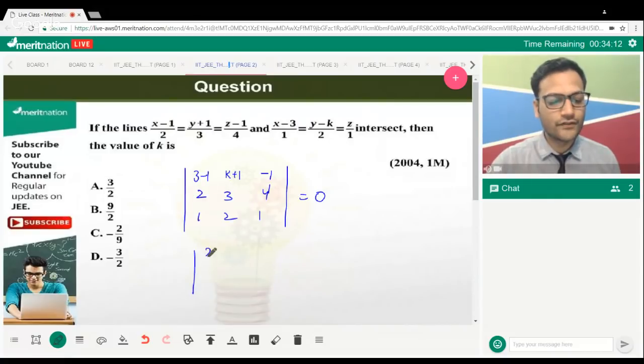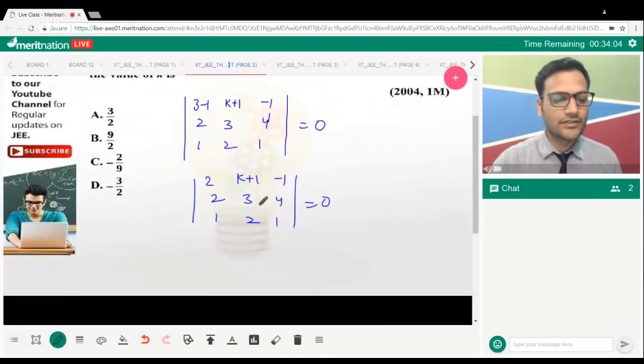If I just quickly solve it, this is 2, k plus 1, minus k, 2, 3, 4, 1, 2, 1. So we can expand it quickly. It's 3 minus 8, which is minus 5, times 2, so it is minus 10. Then negative of k plus 1 times 2 minus 4, which is minus 2, so it is plus 2. And this turns out to be 4 minus 3, which is 1, with a negative, so you get a negative 1 over here.